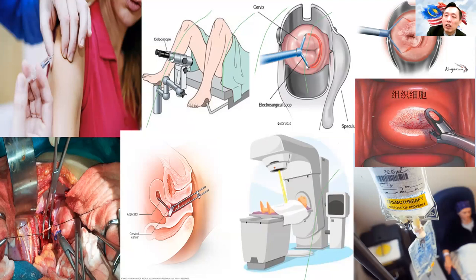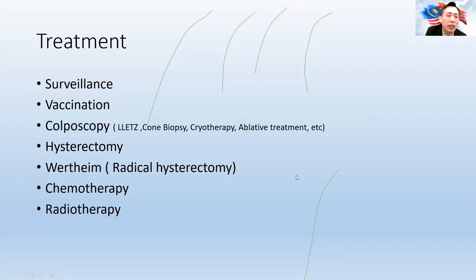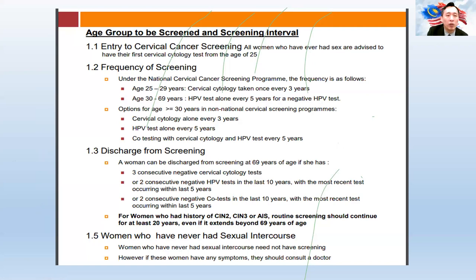All right, this is what we will do for the cervical lesion. This is called LLETZ, where you remove the abnormal CIN cells and tissue. Rarely, they require operation, chemotherapy, and radiotherapy. Treatment includes surveillance, vaccination, colposcopy, hysterectomy before they turn into cancer, and sometimes if it is already cervical cancer, chemotherapy and radiotherapy. So the age group to be screened is normally 25 years old and above.